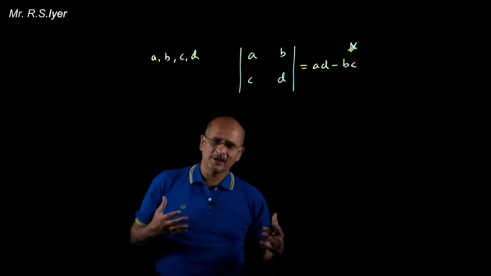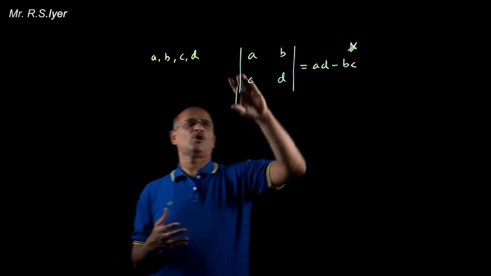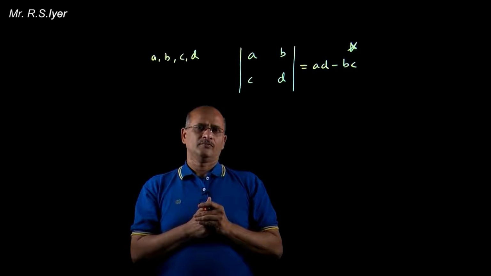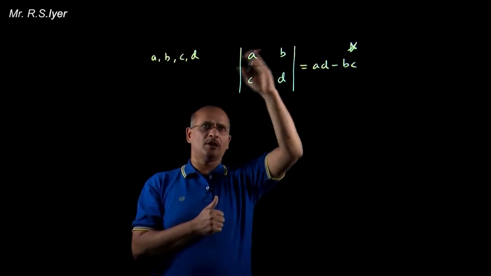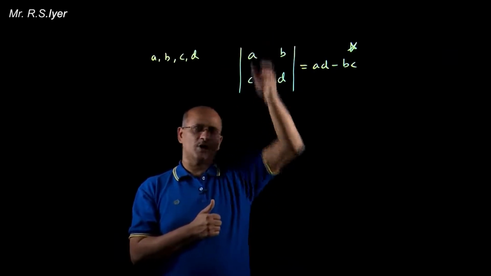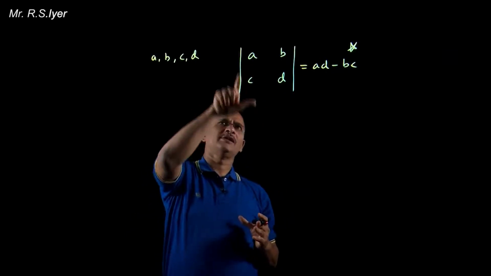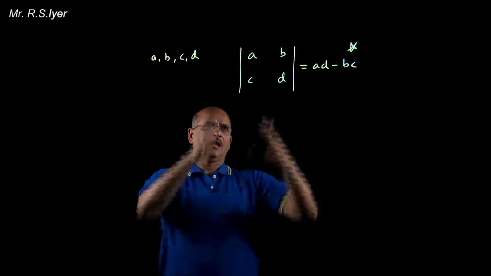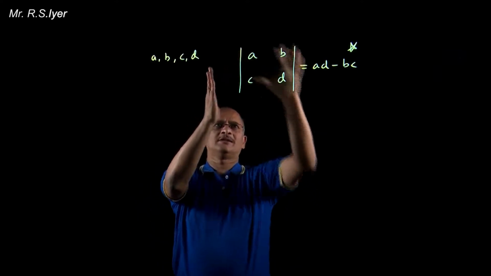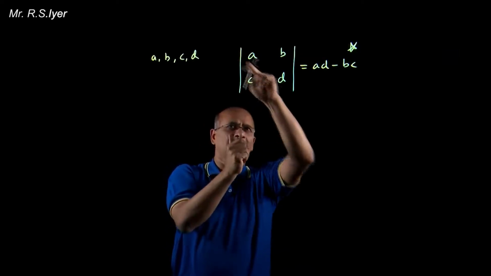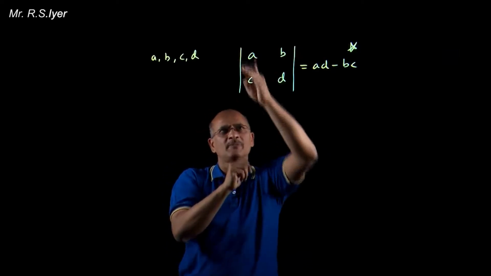A determinant is nothing but an arrangement of numbers in between vertical bars in rows and columns, row 1, row 2, column 1, column 2, and these are called the elements of the determinant. This itself tells you that it comprises a particular value. That value is nothing but AD minus BC. Don't say BC minus AD.